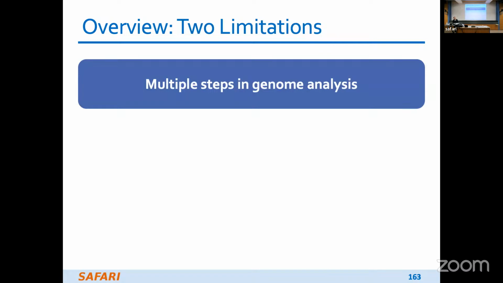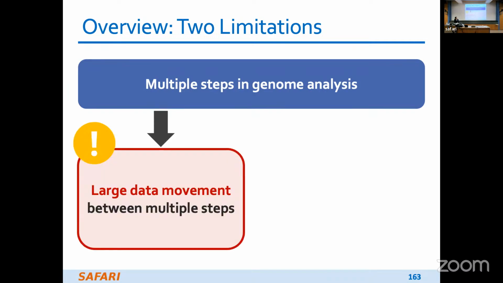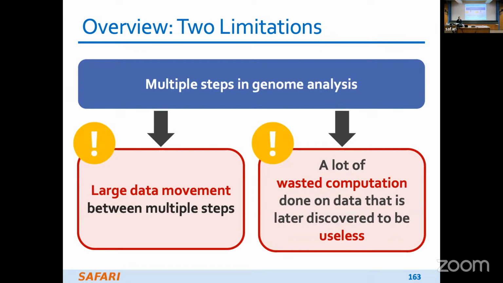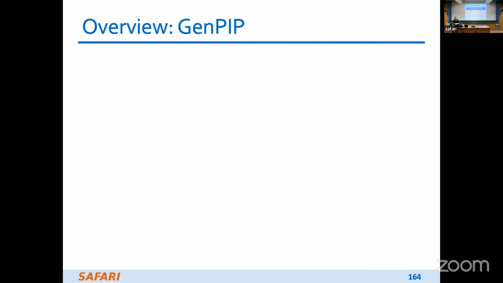And we found that there are two main limitations in the current genome analysis pipeline for nanopore-based genome sequencing analysis. There are multiple steps in the genome analysis, and the first big limitation is that there is large data movement between multiple steps. And the second limitation is that there is a lot of wasted computation done on data that is later discovered to be useless.